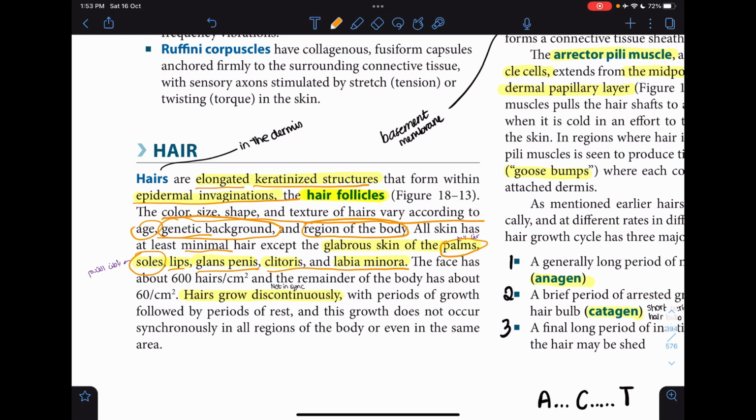Hairs grow discontinuously يعني not in sync, with periods of growth followed by periods of rest, and this growth does not occur synchronously in all regions of the body or even in the same area. يعني مثلا عندنا a region of the body، هلا هاي region of the body ممكن نلاقي عليها كم شعرة بالgrowth process while كم شعرة ثانيين بالresting process. فما الشعر ما بيكون in the same periods of growth at the same time أبدا.